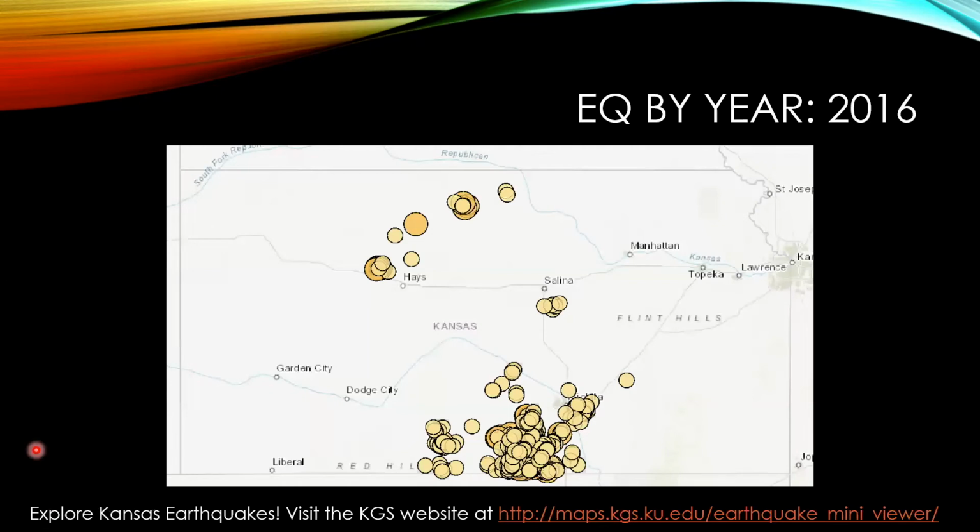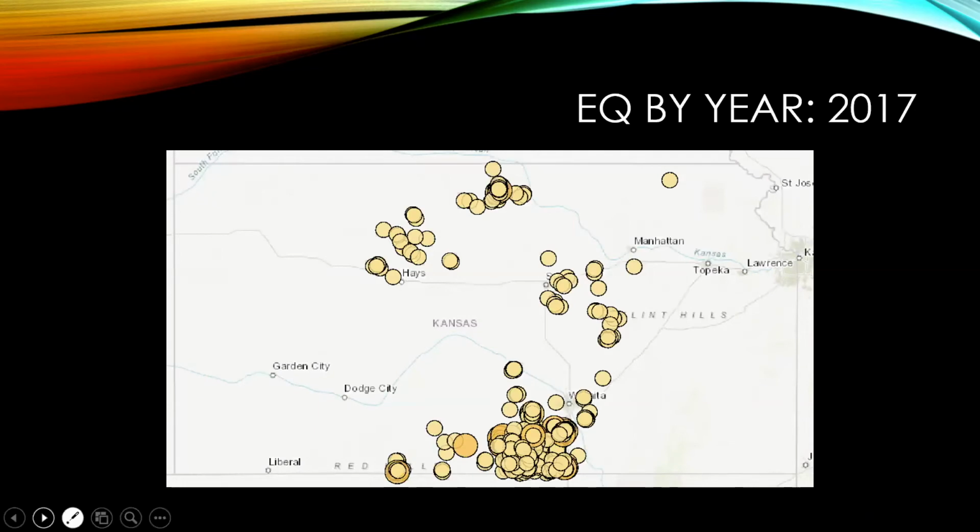And I wanted to show you a really cool resource that you have to play with. You can actually explore Kansas earthquakes. If you visit the KGS website at the following link, you can look at different earthquakes across the state or in particular counties. You can look at them by year. Right here, any earthquake that occurred over a magnitude 2 is indicated for the year of 2016. This would be a great way to explore and play with what's happening across the state.